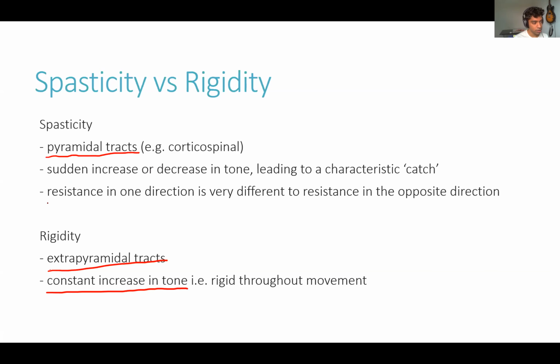In rigidity, you get an equal increase in tone to both the agonist and the antagonist. With spasticity, it's mostly just one group of muscles, either the agonist or the antagonist, that is very hypertonic, while the other one is hypotonic.